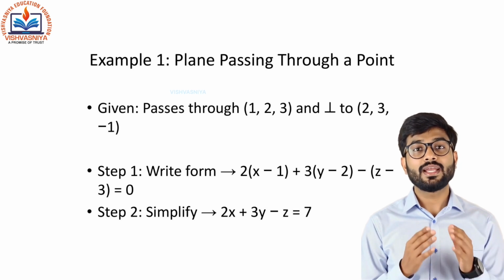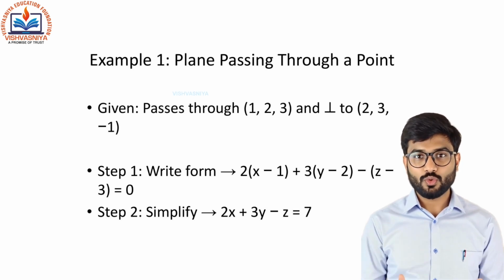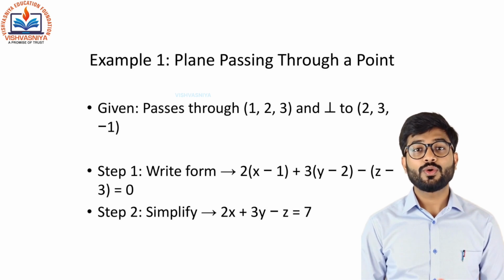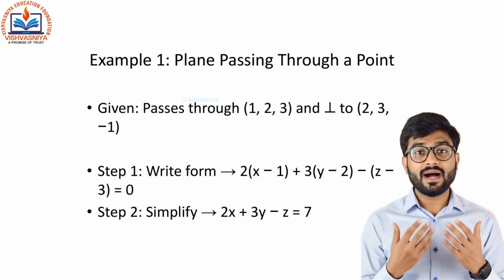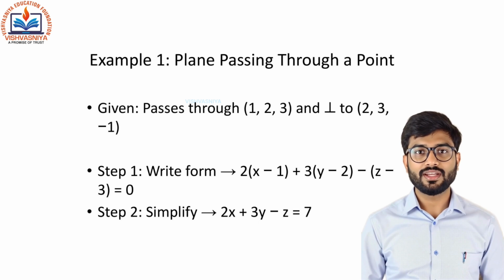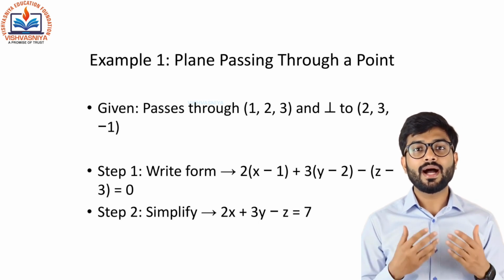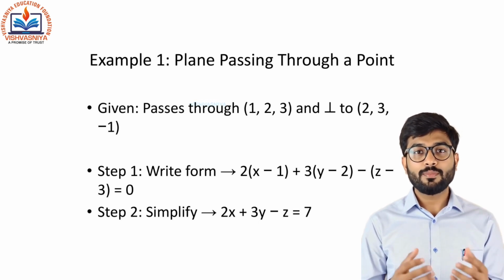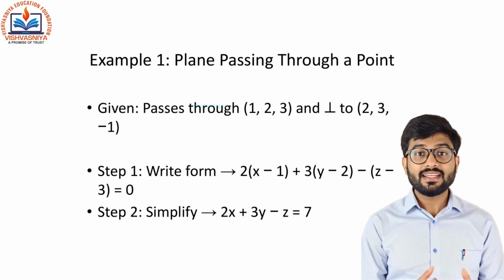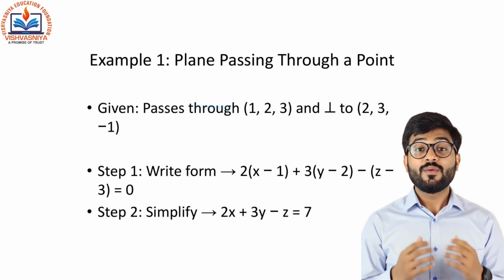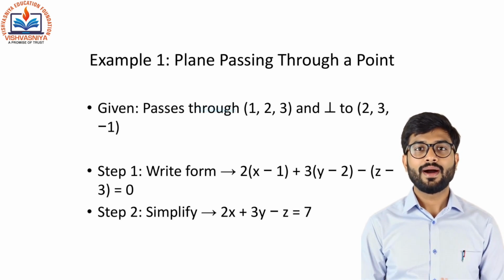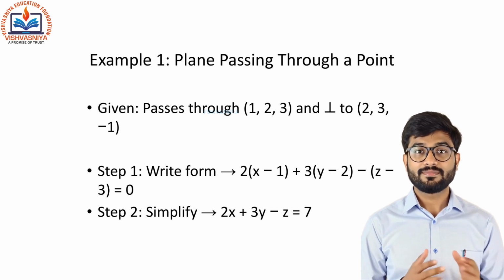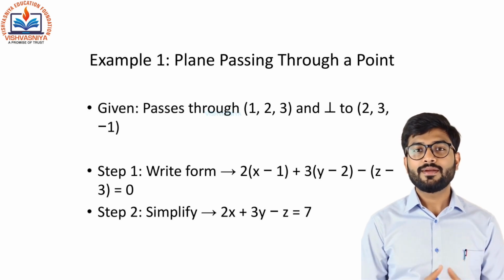Example, find the equation of a plane passing through the point (1, 2, 3) and perpendicular to the vector (2, 3, -1). Substituting these values, we get 2(x - 1) + 3(y - 2) - (z - 3) = 0. When you simplify it, you get 2x + 3y - z = 7. That is the required plane equation.